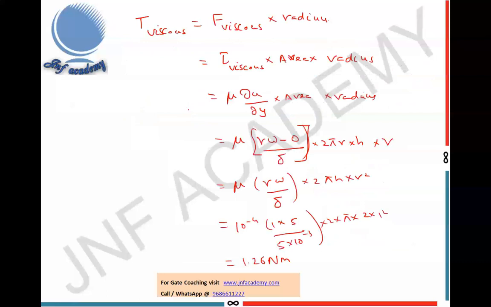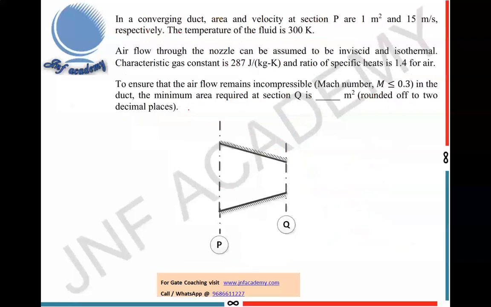Okay, so now let's get into the next problem. It is a very easy problem, though it looks a little difficult. In a convergent duct, they have clearly given that it's a converging duct. So the flow is coming like this, and the area is getting decreased. So it's a convergent duct. This is section P, and the velocity here is 1 meter per second.